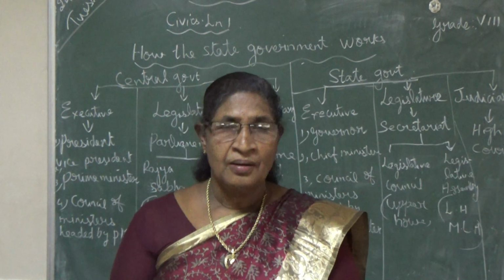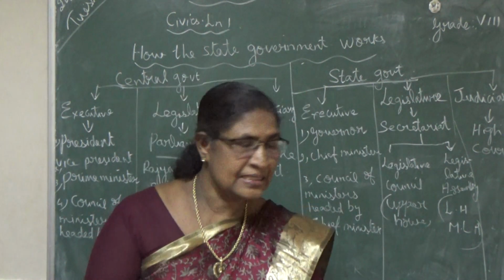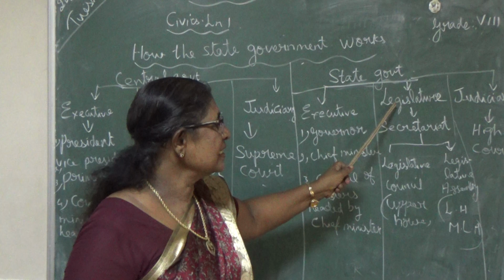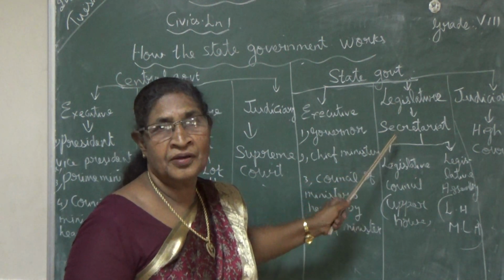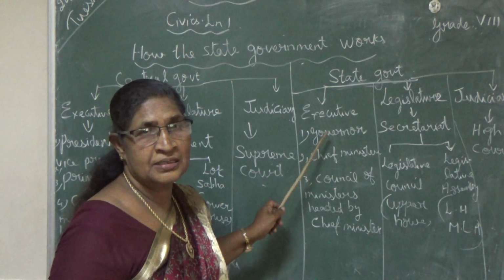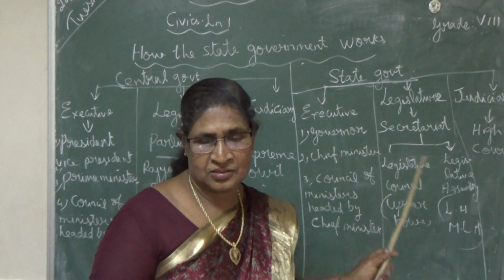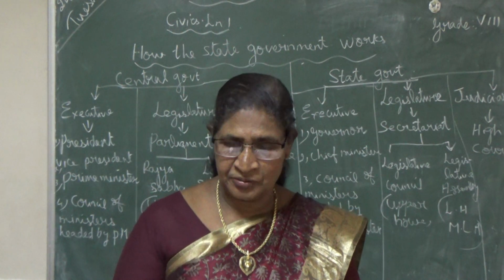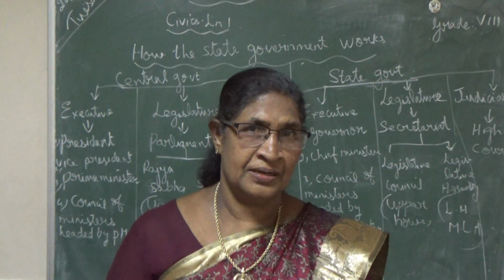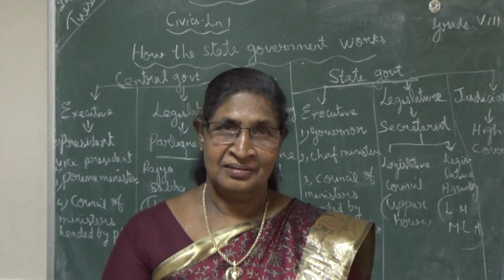Then the money bill. All of you know where the money bill can be introduced, in the state legislature. Any money bill is introduced in the state legislature only with the approval of the governor. So any money bill they want to pass in the legislature, they must get the permission of the governor also. So a money bill can be introduced in the state legislative assembly only with the approval of the governor. He has the right to accept or annul.